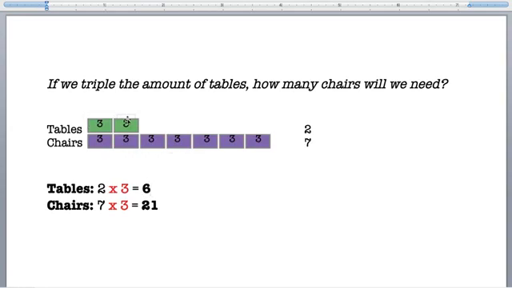Or you could have added 3 plus 3, which is 6. Same thing here with the chairs. Instead of 7 times 3 equals 21, you could add 3 plus 3, which is 6. 6 plus 3 is 9. 9 plus 3 is 12. 12 plus 3 is 15. 15 plus 3 is 18. 18 plus 3 still gets you to that 21. So that's tape diagrams. It's a third way to visualize your ratios.